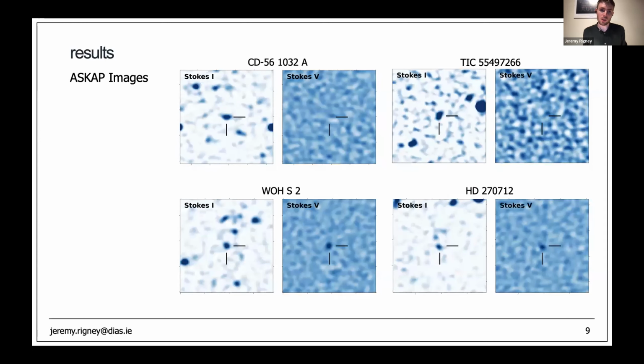And we detected 4 M-dwarfs at radio frequencies. These are the images of them here from ASKAP. And you see there's Stokes I and V emission. This is the polarization information on these stars. This can help us characterize the radio emission.